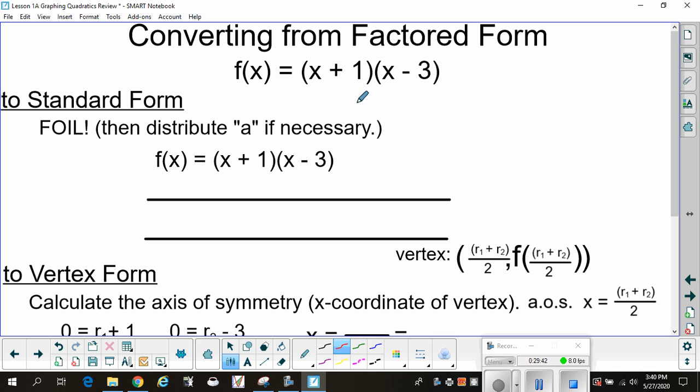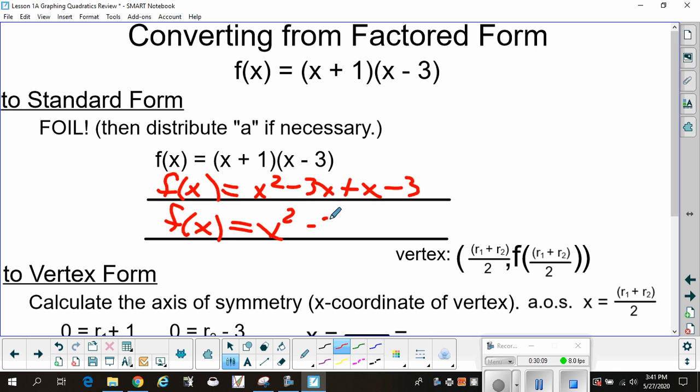Okay, so next up, converting from factored form. If I want to go to standard form, all I do is I multiply it out. So this just becomes f of x is equal to, I'm going to FOIL it, so I've got x squared minus 3x plus x minus 3, and combining my like terms is going to give me x squared minus 2x minus 3.